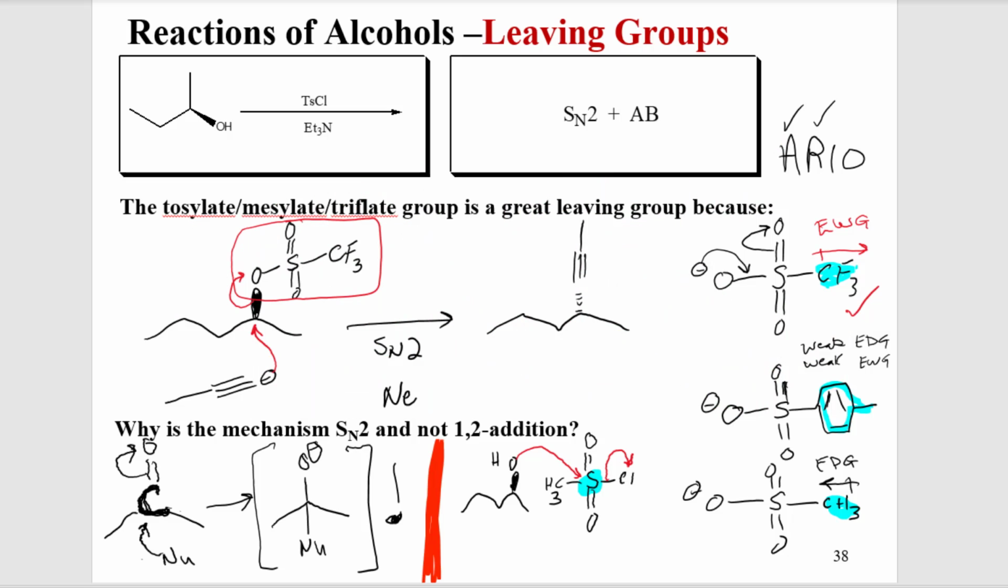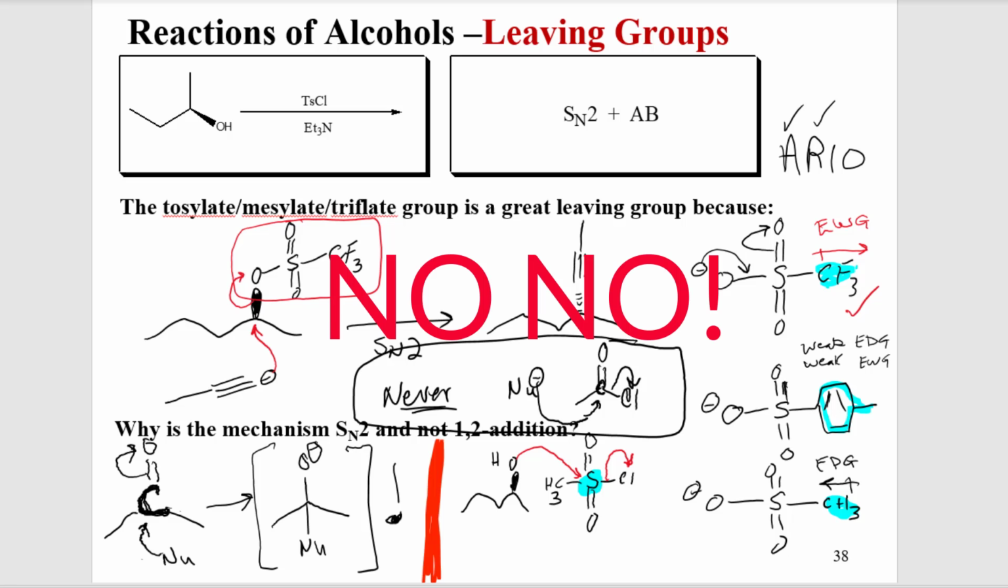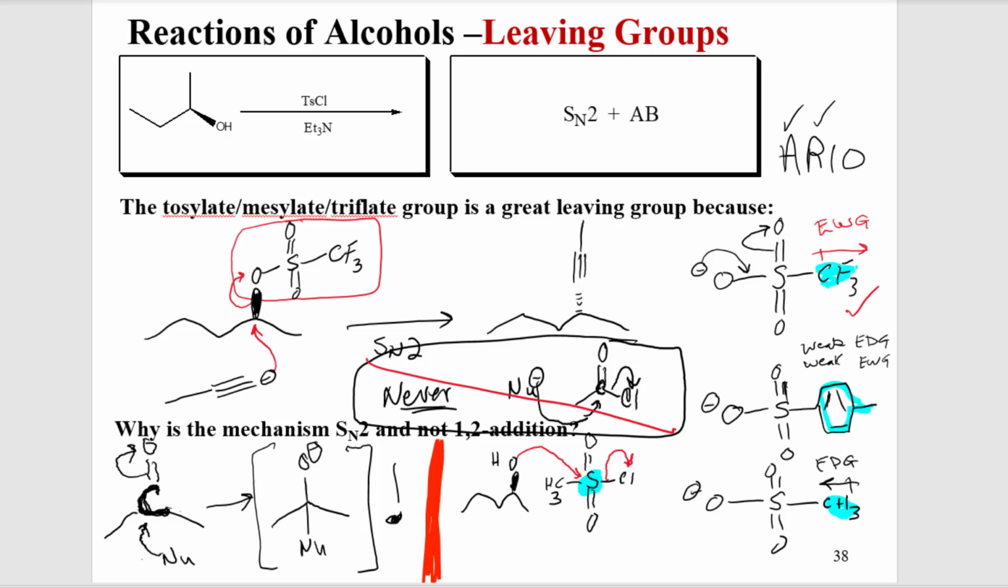Please, never. It can't be done. You're not allowed to shortcut this. This is not up for debate. You cannot, on a carbon, do this. Okay? This is a definitive no-no. You cannot do an SN2-like system on a carbonyl.